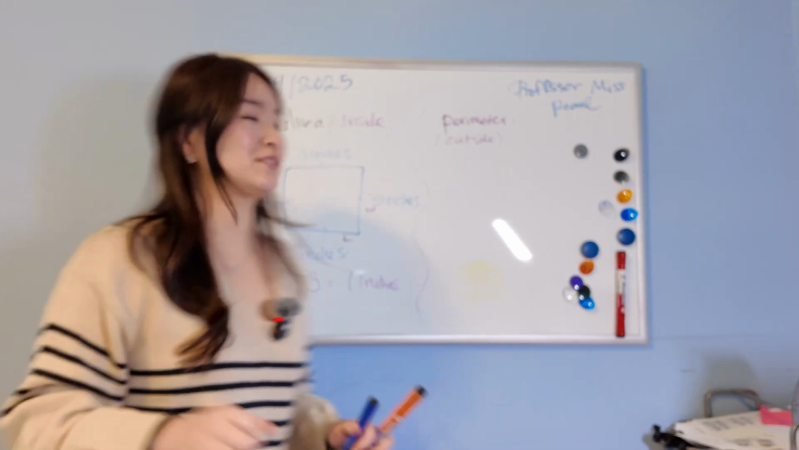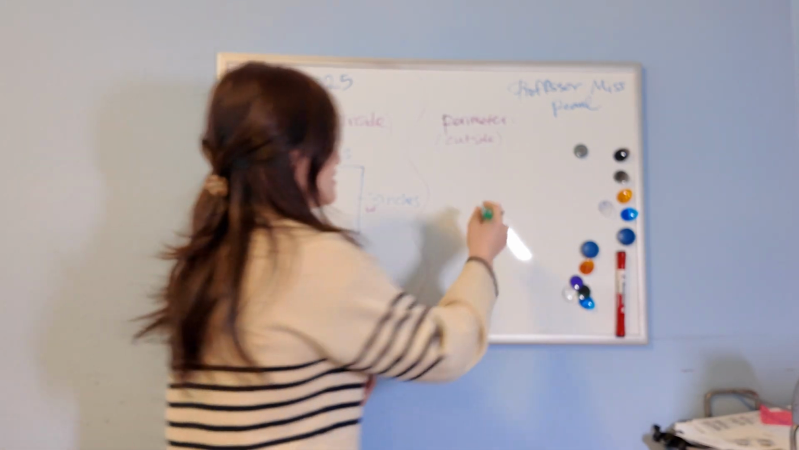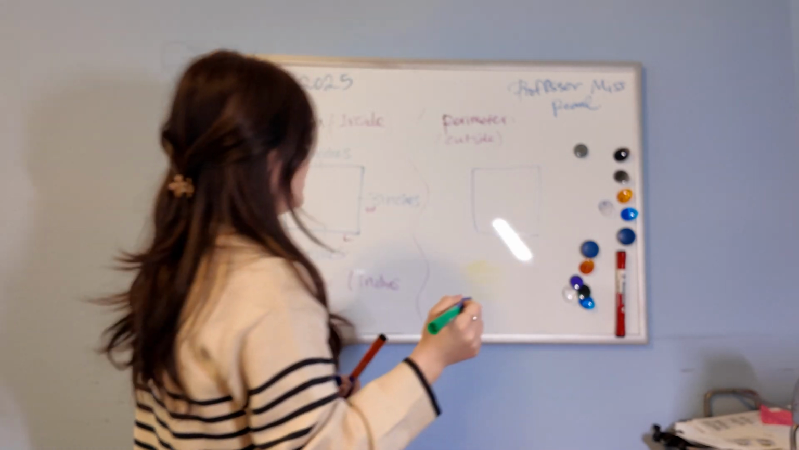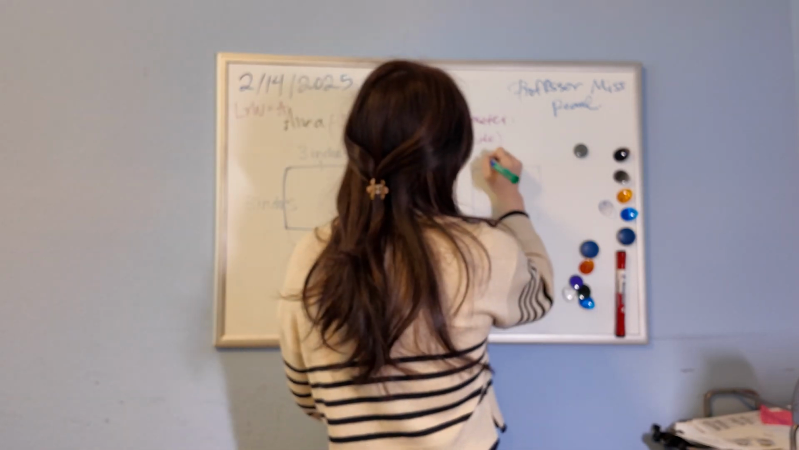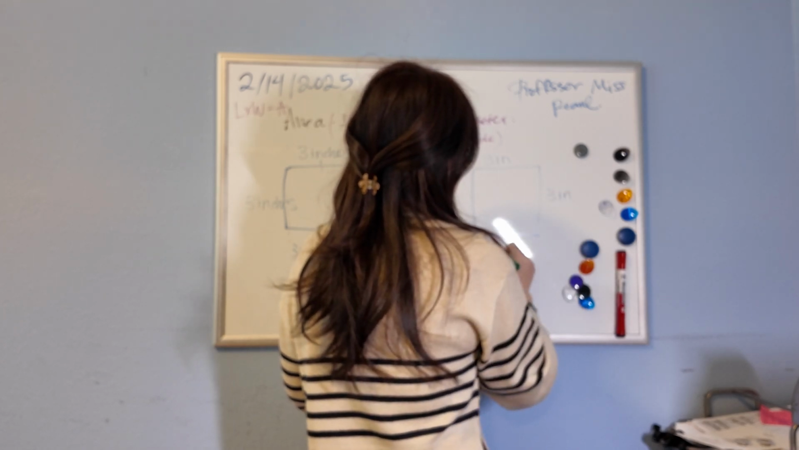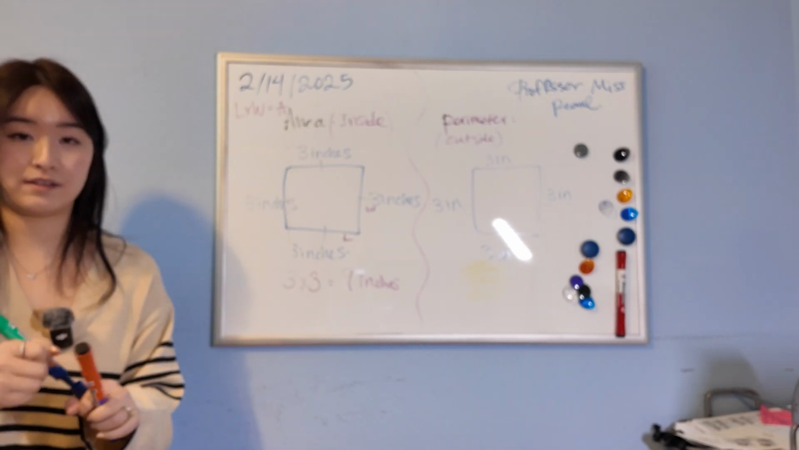See a couple hands here as well, okay? All right, let's go ahead and draw our perimeter. I'm going to draw the same shape, trying my best with my drawing skills. And we already know that we have 3 inches in all the sides, right?